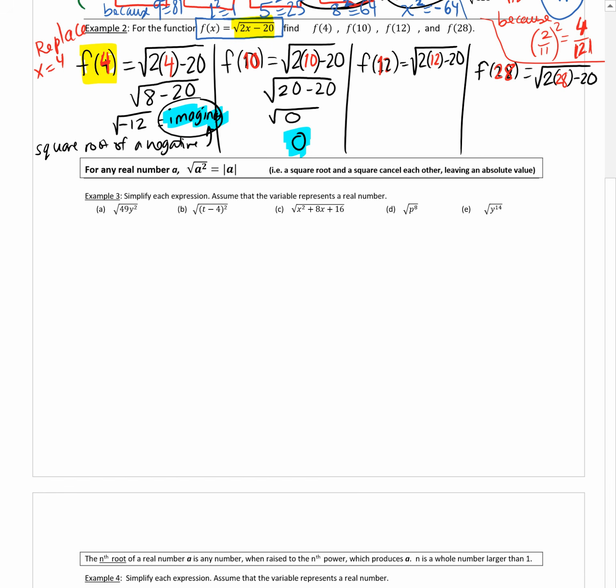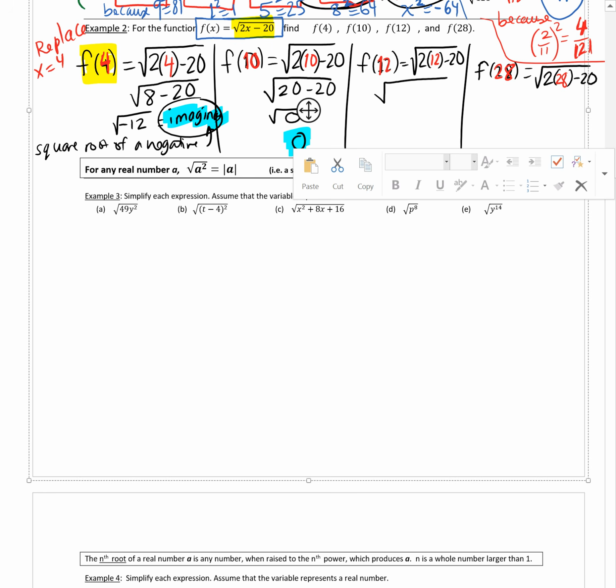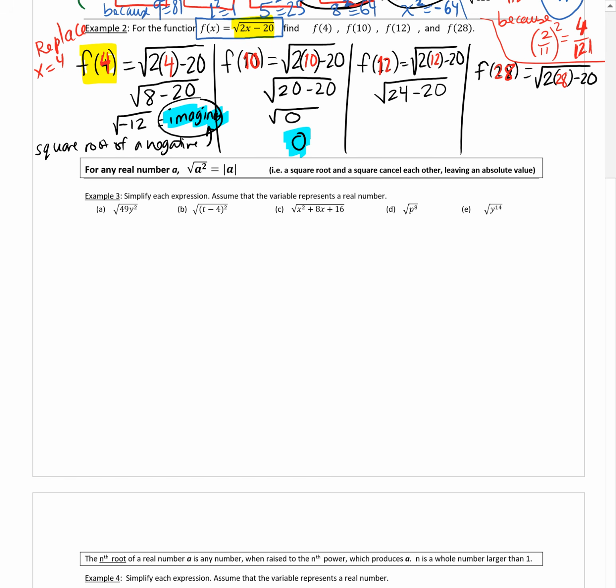Alright, what about the next guy? It's the square root of 2 times 12, which is 24, minus 20. 24 minus 20 is 4. So it's the square root of 4, and we saw that, I think, above, didn't we? It was 2. Since you're asking, what's the square root of 4? That means, what can you square and get 4? The answer would be 2. Alright, so far so good.